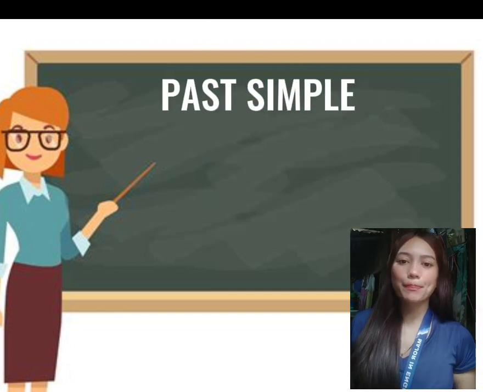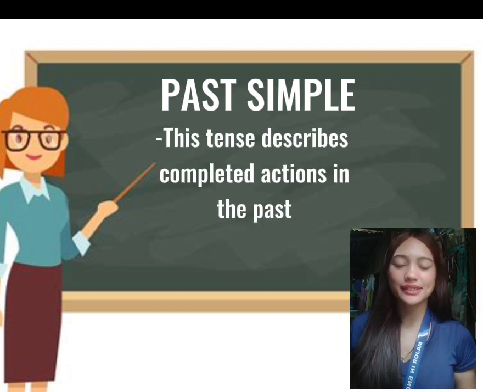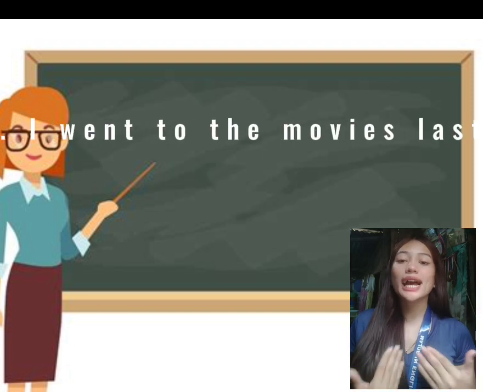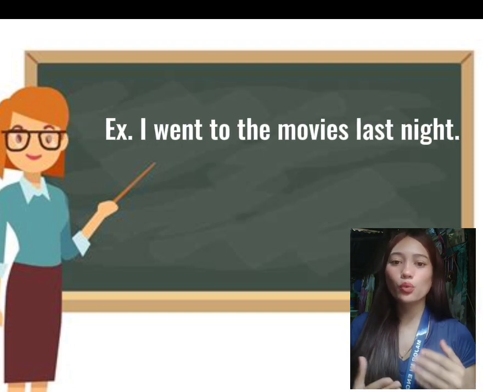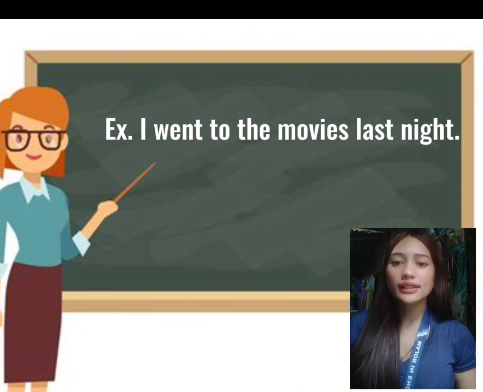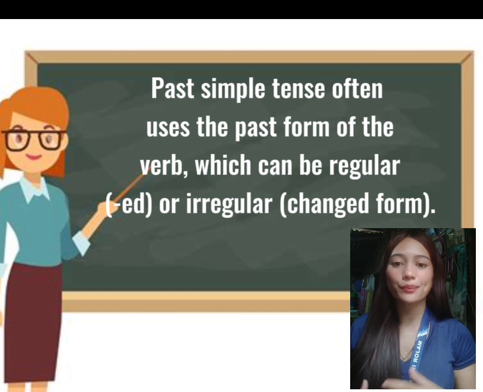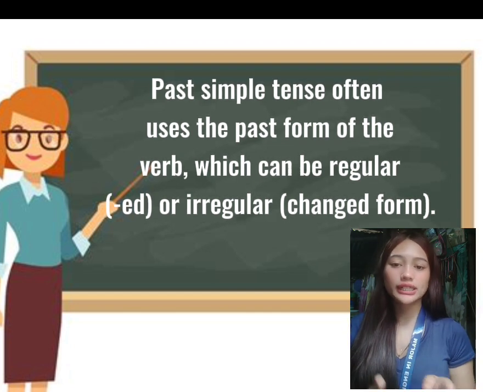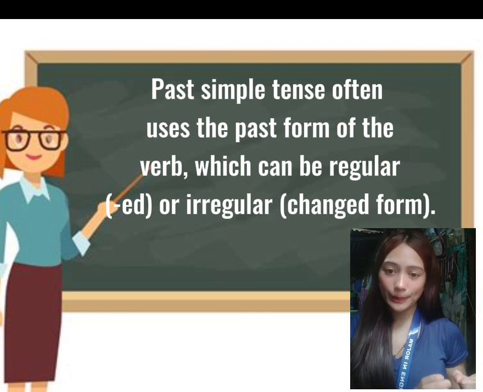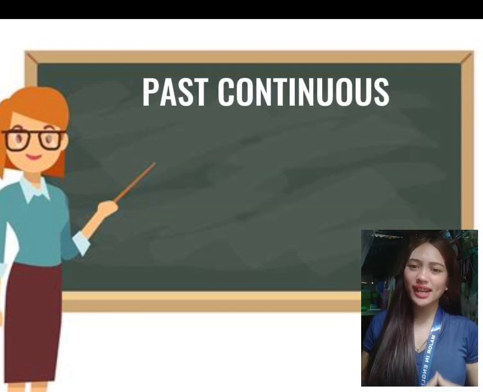Next, we have the past simple tense. This tense describes complete actions in the past. For example, I went to the movies last night. Why do we use went instead of go? That's because the past simple tense often uses the past form of the verb, which can be regular, ed, or irregular, change form.